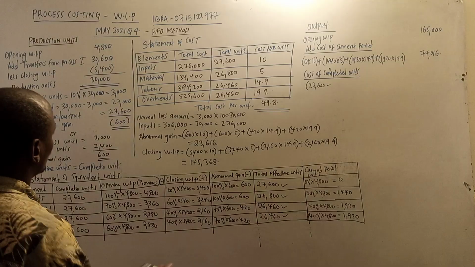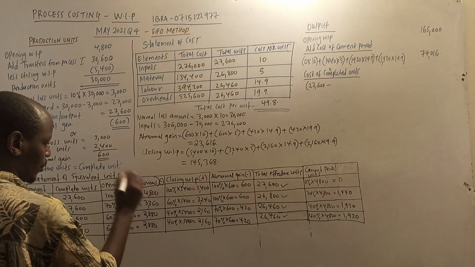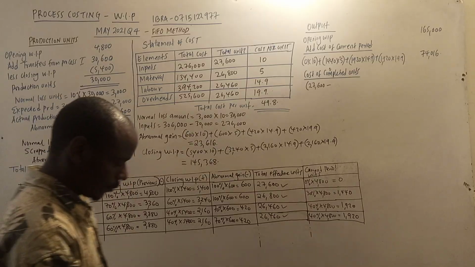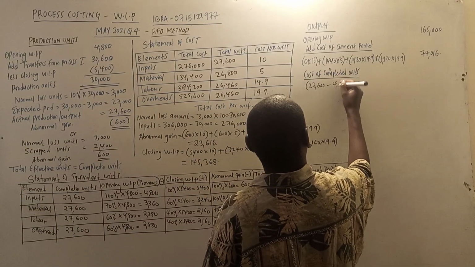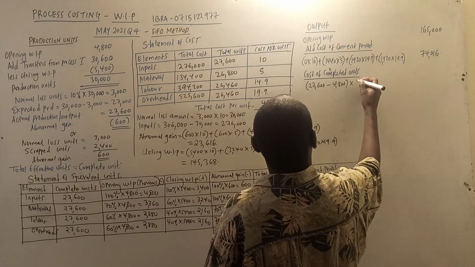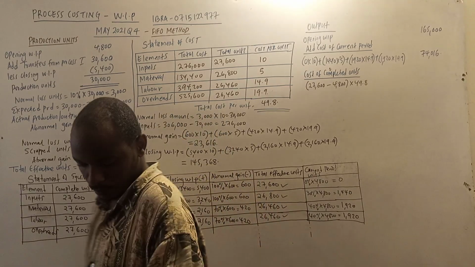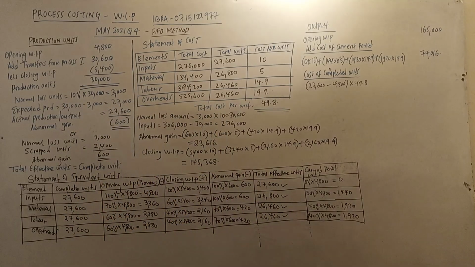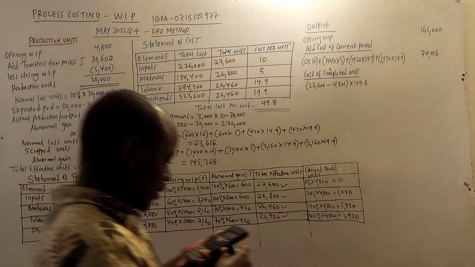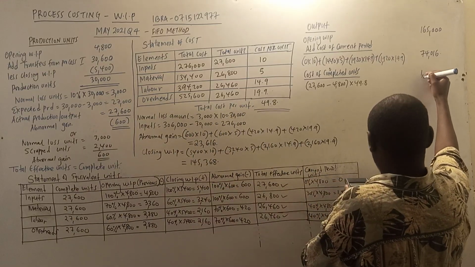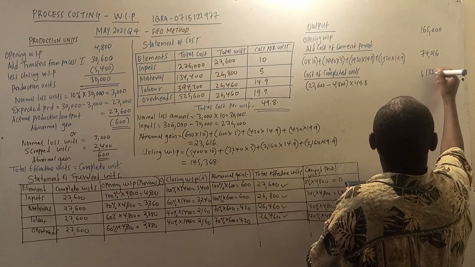Don't forget to less what? This one. Opening work in progress. This 4,800. So don't forget to less 4,800. Now then you multiply with 49.8. How much will you get? So 27,600 minus 4,800 times 49.8. I'm getting 1,135,440.